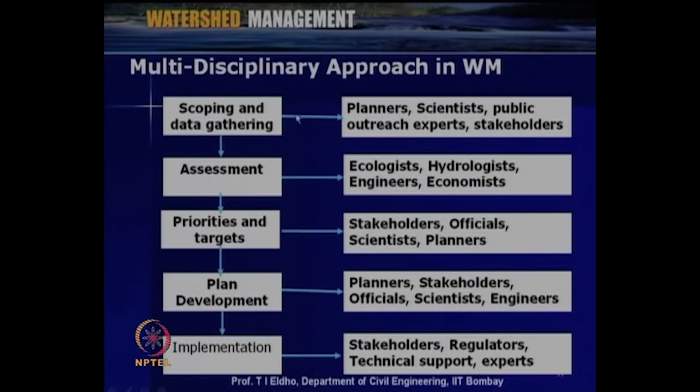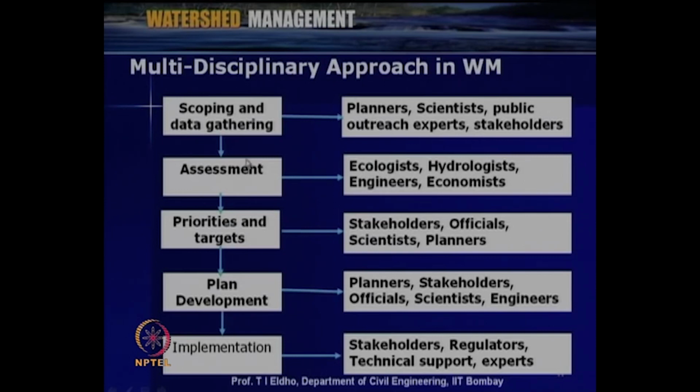First, we have to identify what the important problems are as far as that watershed is concerned. Then, according to strategies, whether we have to go for restorative strategies or preventive strategies, we have to define the scope of the watershed management plan. Scope has to be defined and then accordingly we have to gather the data. For this we need experts such as planners, scientists, public outreach experts, and stakeholders within the watershed. All these people have to come together to define a better scope and data gathering.